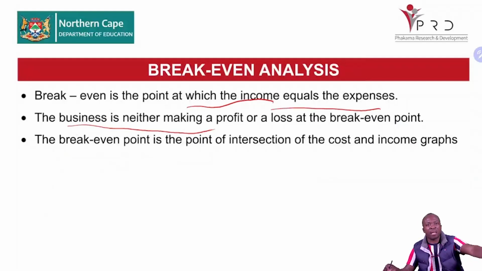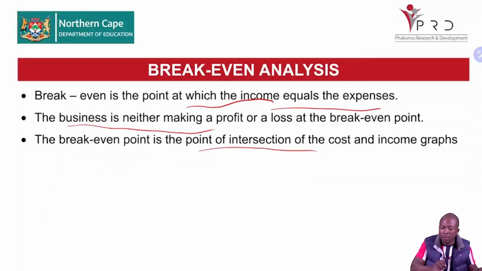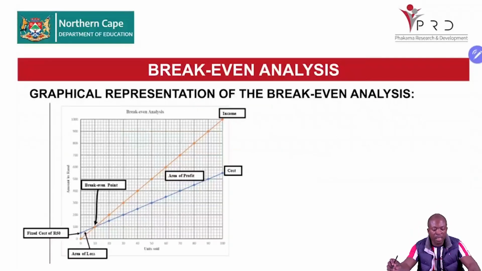Basically, what it means is that you have managed to raise the money which you started with. You have given it back to wherever you borrowed from. You don't have any money. Your income equals your expense. It is that point of intersection of the cost and income graph where the two cross. That's the point we call the break-even point.